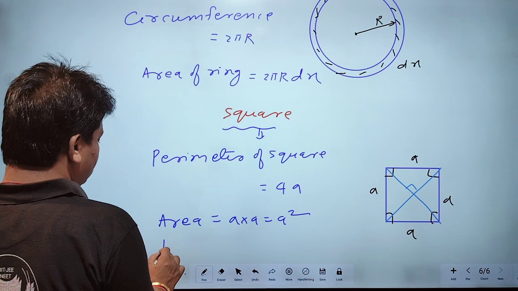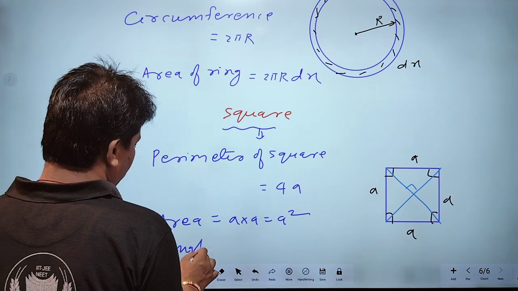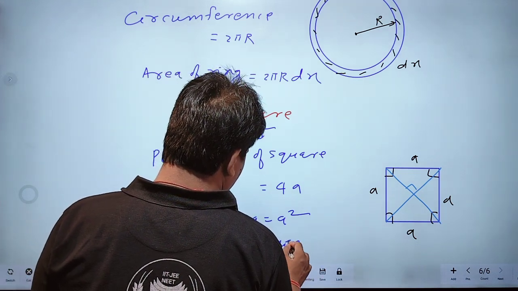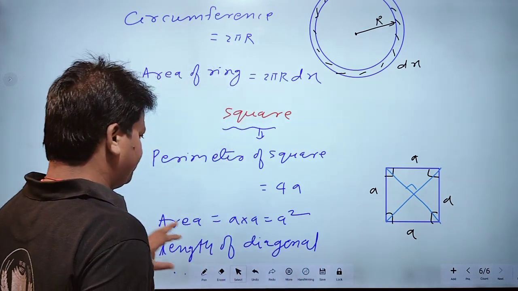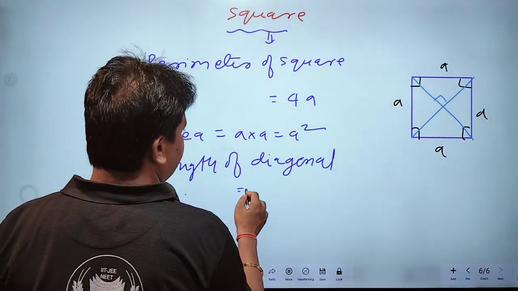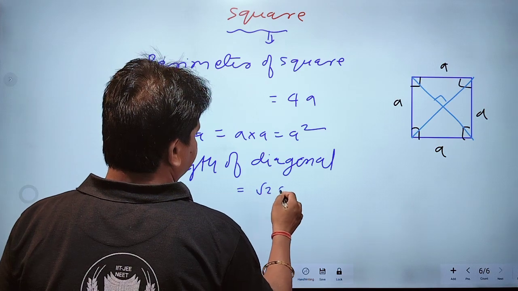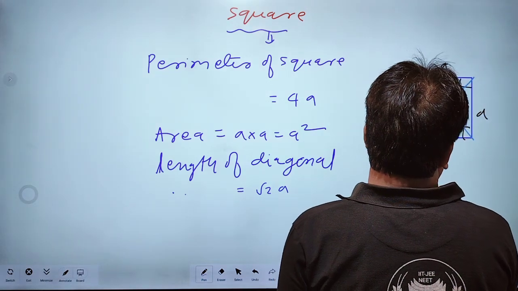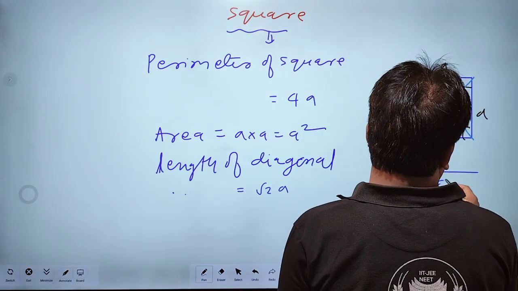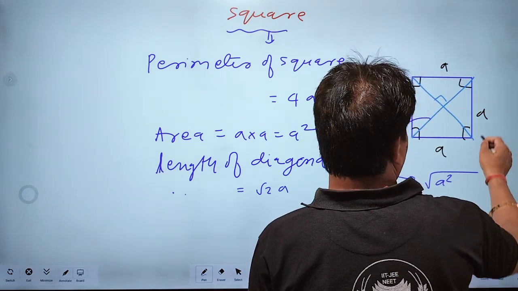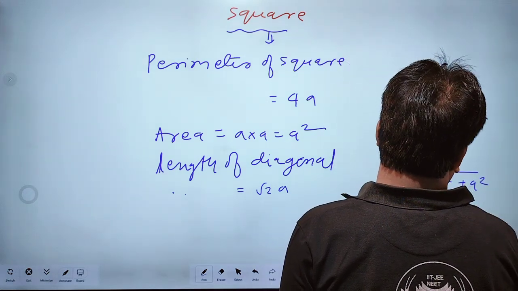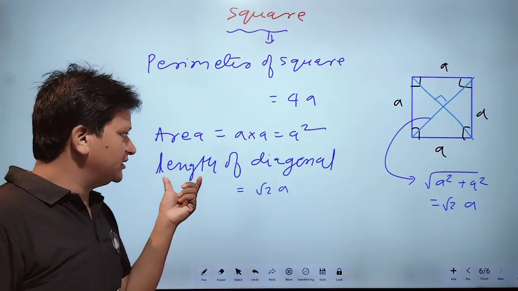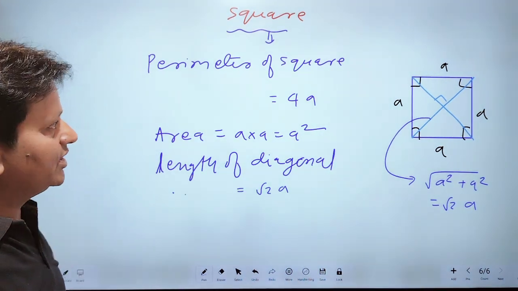Diagonal, length of diagonal. Because hypotenuse can be written as the square root of base square plus perpendicular square. What will be the answer? Root 2 A. Therefore, length of diagonal will be root 2 A. Okay?